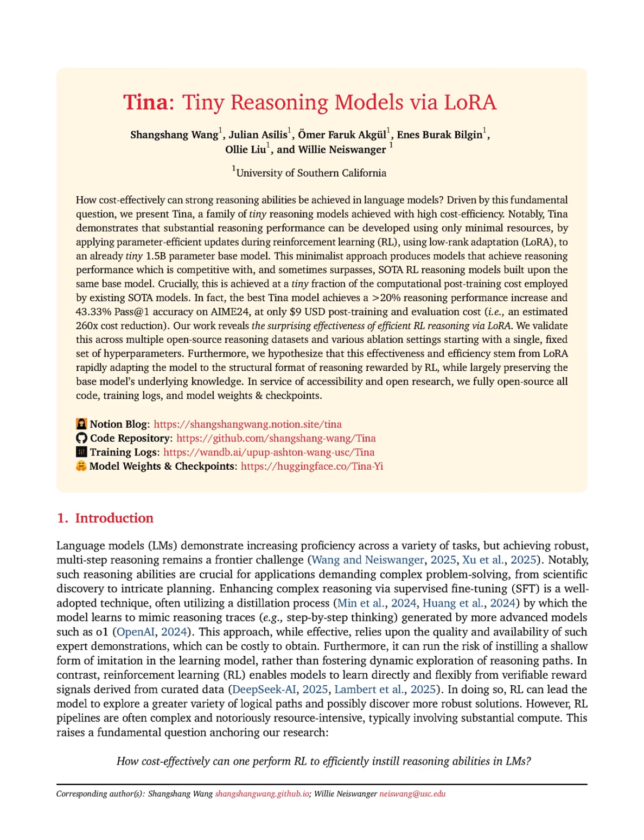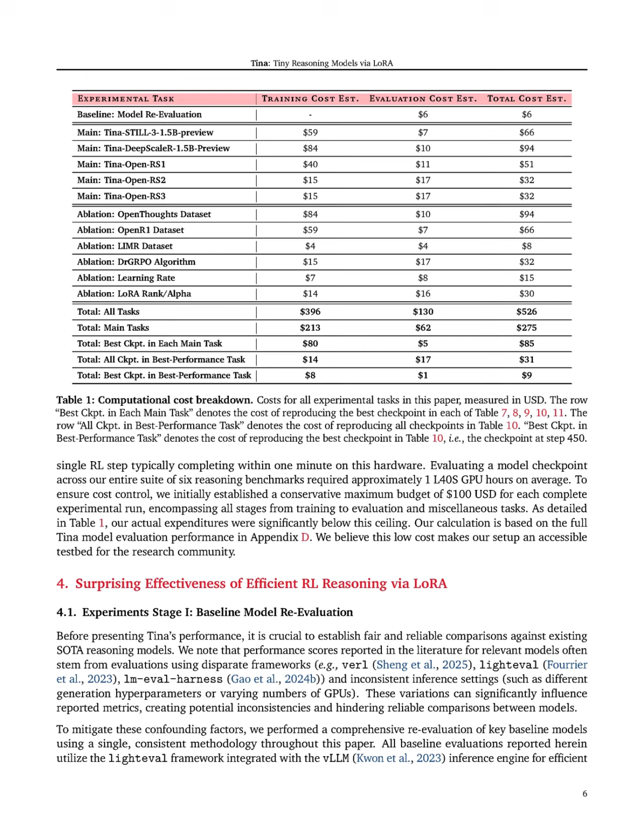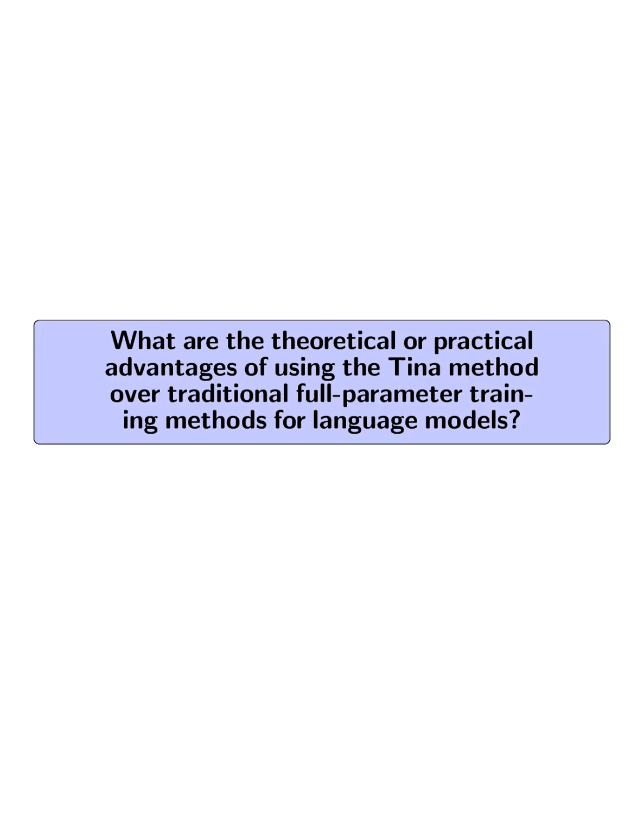The model's output is guided by verifiable reward signals, which assess the correctness of each logical deduction made throughout the reasoning process. As the model iterates through potential solutions, it refines its output based on feedback from these rewards, ultimately producing a coherent answer that reflects both the initial problem and the reasoning steps taken to arrive at that conclusion. This structured output generation is crucial for achieving high accuracy, as evidenced by the TINA model's competitive performance on reasoning benchmarks. What are the theoretical or practical advantages of using the TINA method over traditional full-parameter training methods for language models?